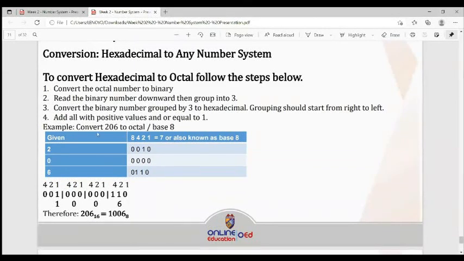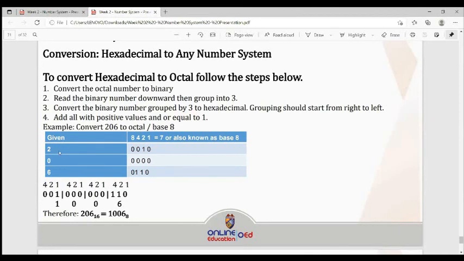And to convert hexadecimal to octal, follow the steps. Convert the octal number to binary. Read the binary number downward, then group into 3. Then convert the binary number group by 3 to octal. Then grouping should start from right to left. Then add all with positive values and or equal to 1. So, eto, kailangan mo munang idaan kay binary. So, the given is 206. Convert daw natin siya into octal.